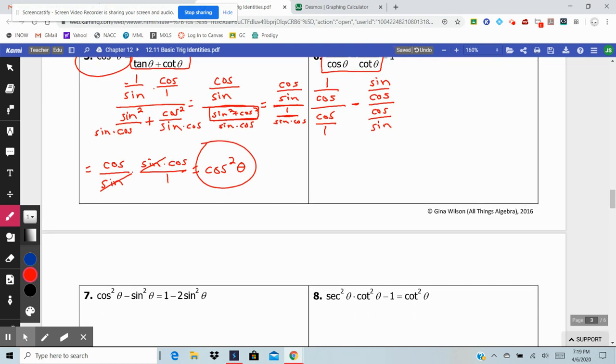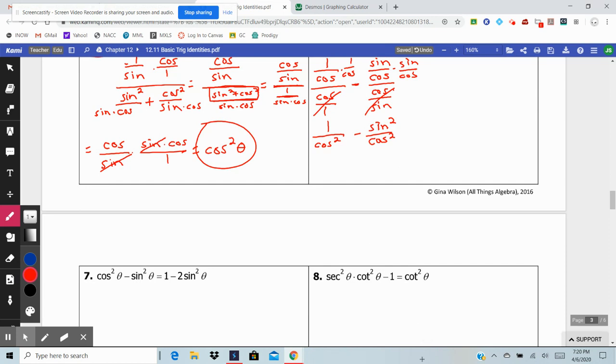So what we're going to do on both of these are flip and multiply. So to divide by cosine over 1, I'm going to multiply by 1 over cosine. To divide by cosine over sine, I'm going to multiply by sine over cosine. Flip and multiply. So I have 1 over cosine squared minus sine squared over cosine squared. And that worked out great because you actually already have common denominators, so you can subtract these. So that gives me 1 minus sine squared over cosine squared.